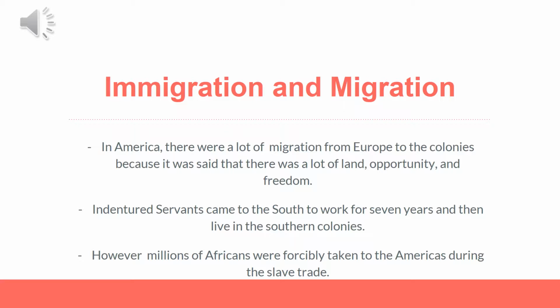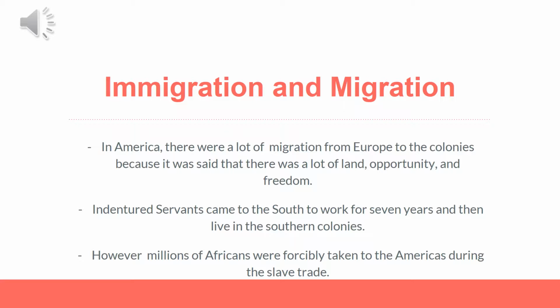Immigration and migration. In America, there was a lot of migration from Europe to the colonies because it was said that there was a lot of land, opportunity, and freedom. Two forms of immigration and migration in the southern colonies were indentured servants and African slaves.